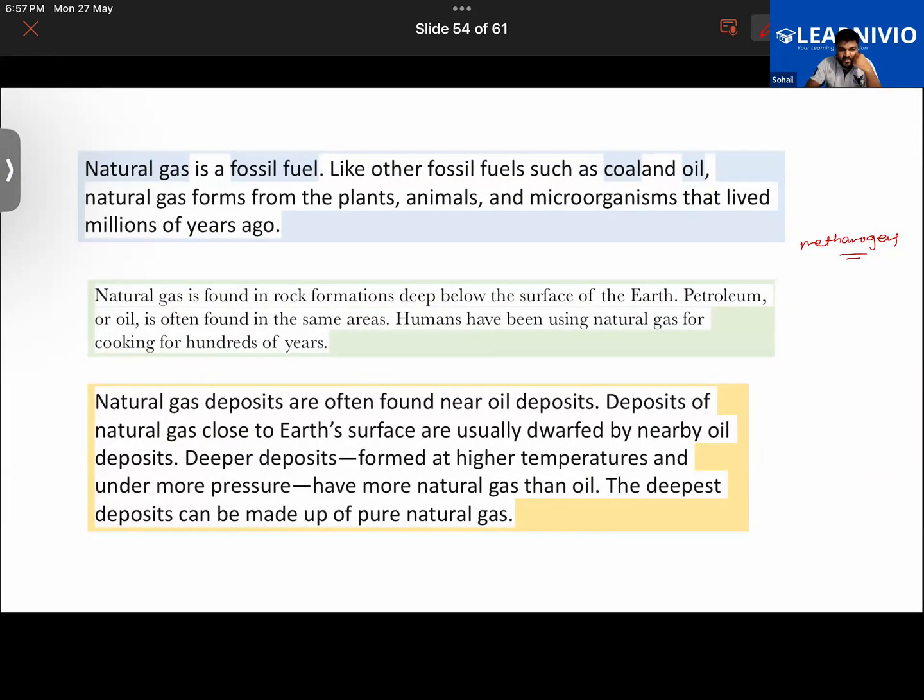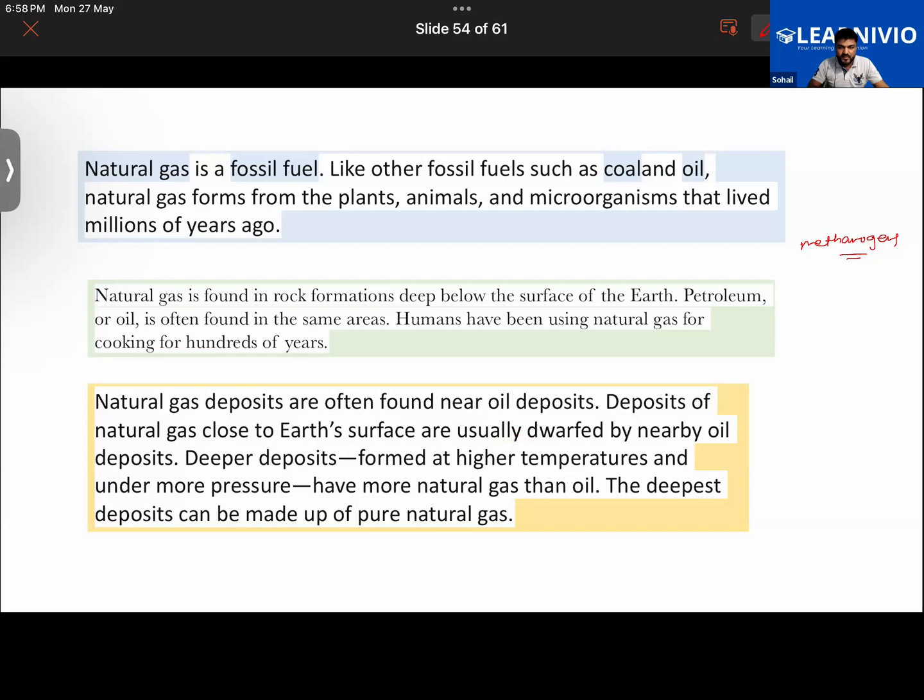And we humans have been using natural gas for hundreds of years, for cooking purposes. Now, natural gas deposits are often found near oil deposits. Where oil deposits are found, it can normally be found as well. Deposits of natural gas close to Earth's surface are usually dwarfed by nearby oil deposits.